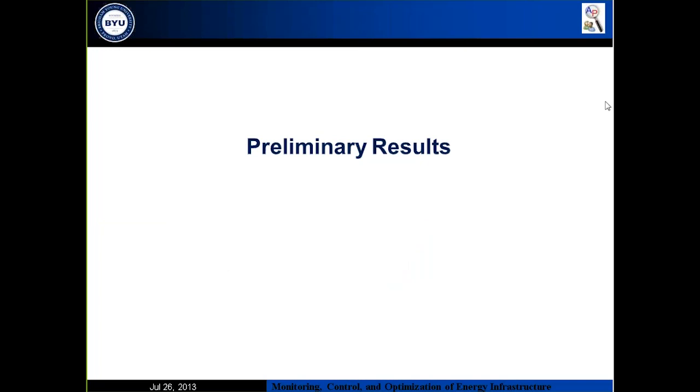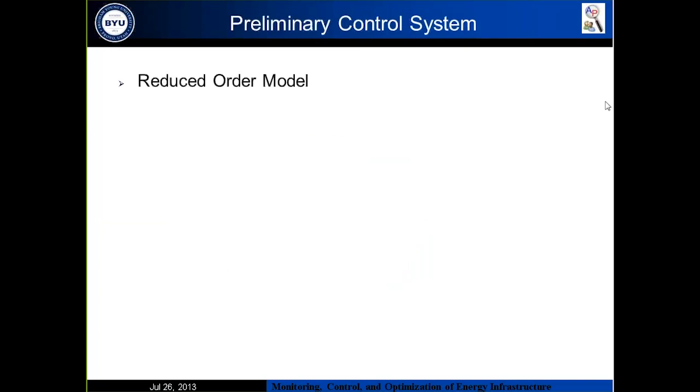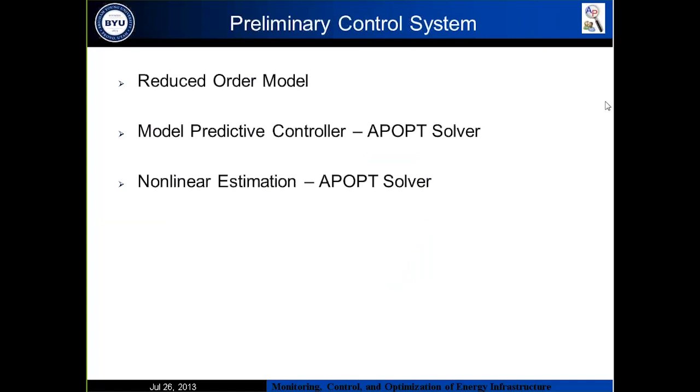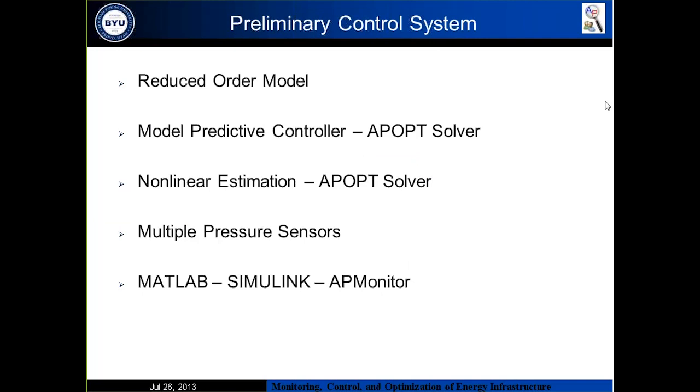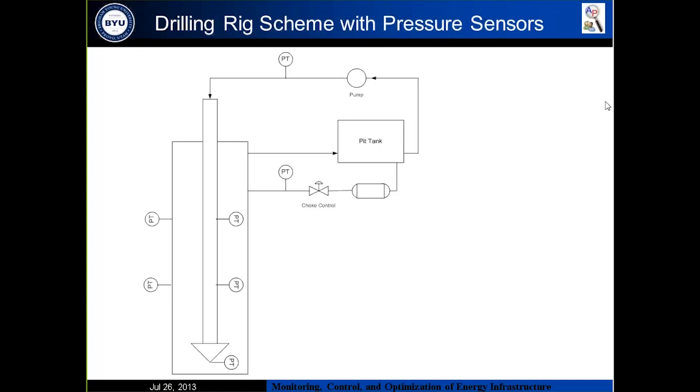So I present the results that I have had so far here. I used a reduced order model for two-phase flow, and I used a model predictive controller using the APOPT solver, which is the active set optimization solver, and I have used nonlinear estimation, again using the APOPT solver. I assume we have multiple pressure sensors along both the drilling string and annulus. And also, for this project, I used MATLAB Simulink and APMonitor together.